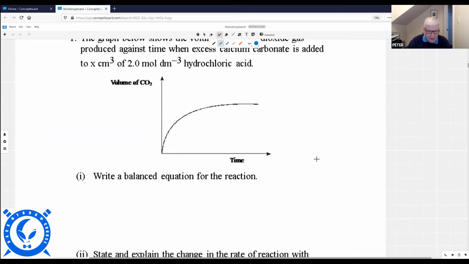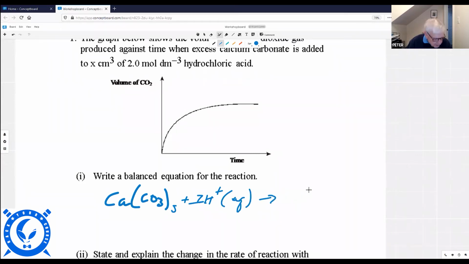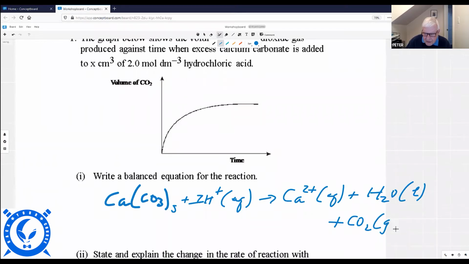The reaction in this case now is calcium carbonate. I will write it down here. CaCO3. Maybe I shouldn't have it quite that thick. We'll make it 2 point. That's better. CaCO3 is a solid reacting with 2H plus, which is the acid, aqueous, goes to form calcium 2 plus aqueous, plus H2O as a liquid, plus CO2 as a gas.